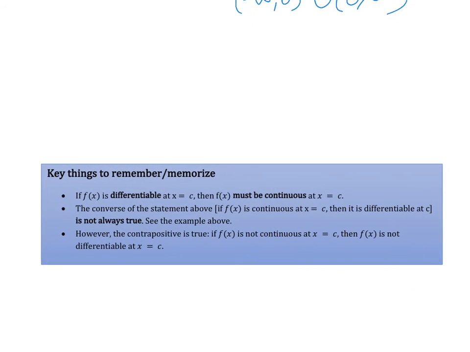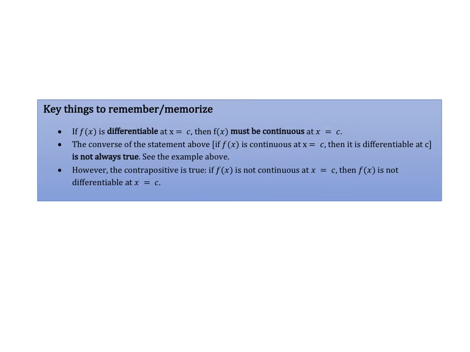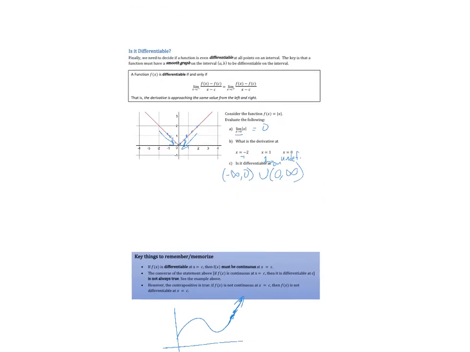So, some quick keys to remember. We just saw that if something is differentiable, then it must be continuous. All right, you can't have a hole and be differentiable. It's got to be filled and it's got to be smooth. The converse is not always true. If it's continuous, that does not mean that something's always differentiable. And the example of that is this function up top.